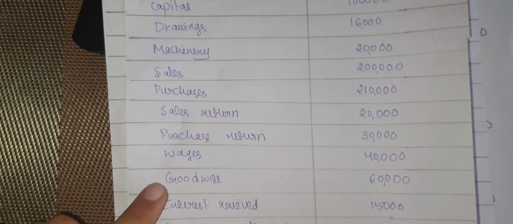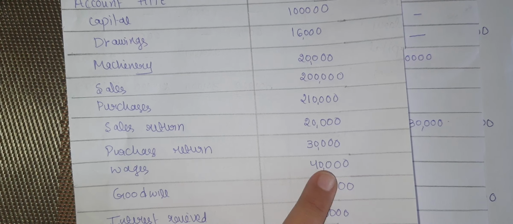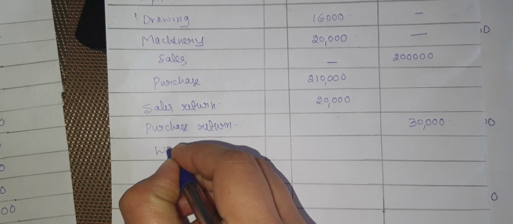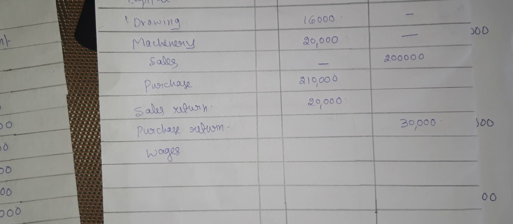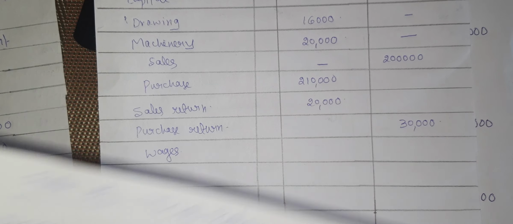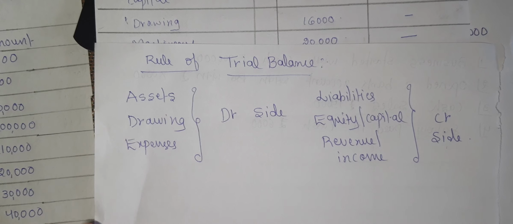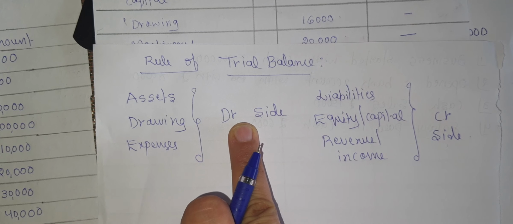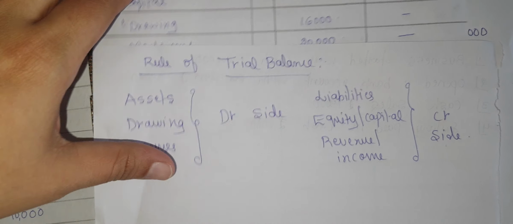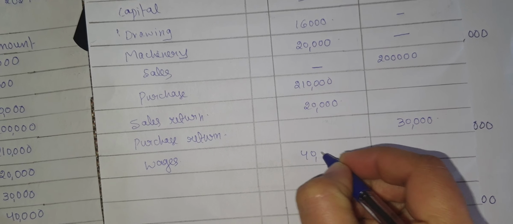And next one, wages. That is rupees 40,000. Wages is an expense, that is cost incurred by the company. All the expenses will come in the debit side of the trial balance. So wages, that is rupees 40,000.